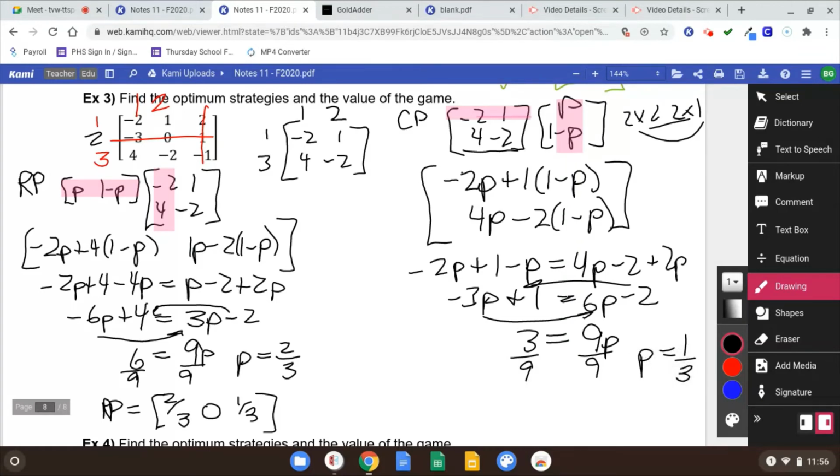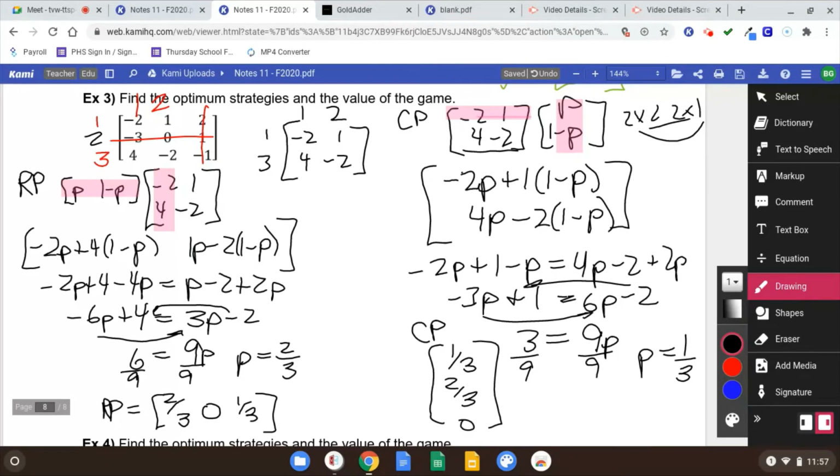Now keep in mind that we crossed out the third column, right? So when we look at the column player's strategy, p is 1/3, and the second column would be your 2/3, and then the third column can be 0. We're skipping that. We're never playing the third column. So there are your optimum strategies for your row player and column player.